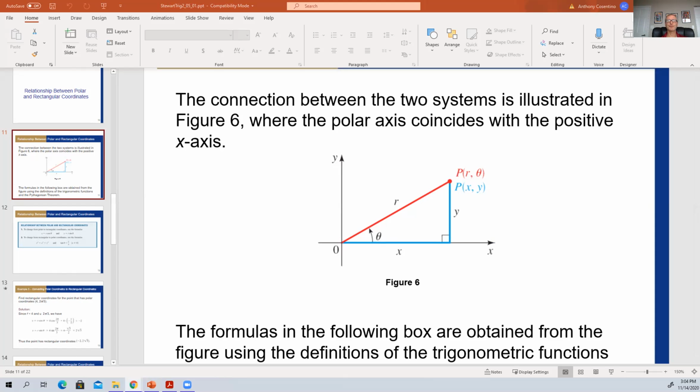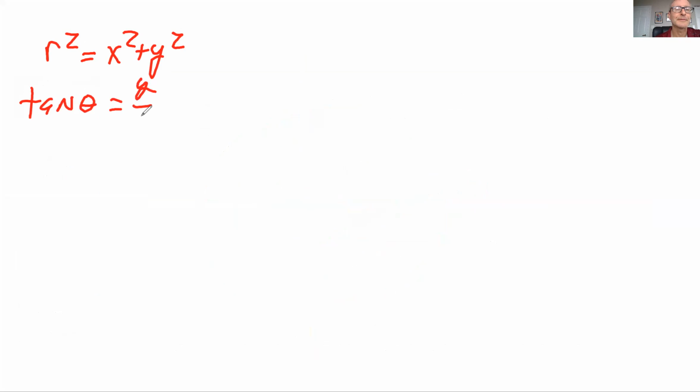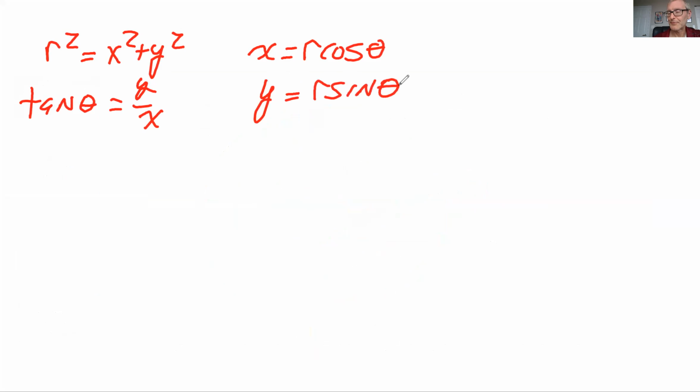So to end the first part of this recorded lecture, let's walk through a couple examples of calculations. Here's our relationship, right? r squared equals x squared plus y squared, and tan of theta equals y over x. Or if you want to go the other way, x equals r cosine of theta, and y equals r sine of theta.